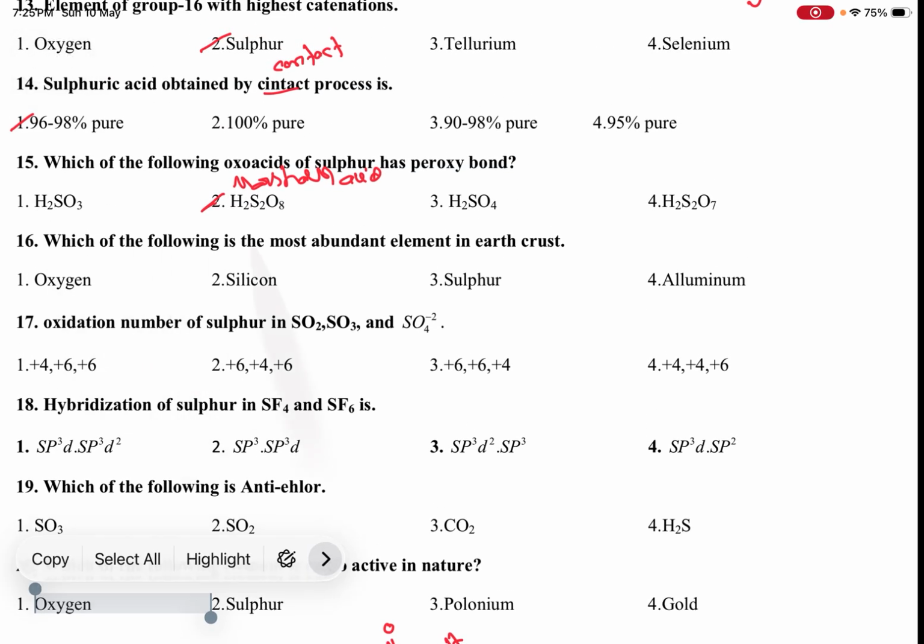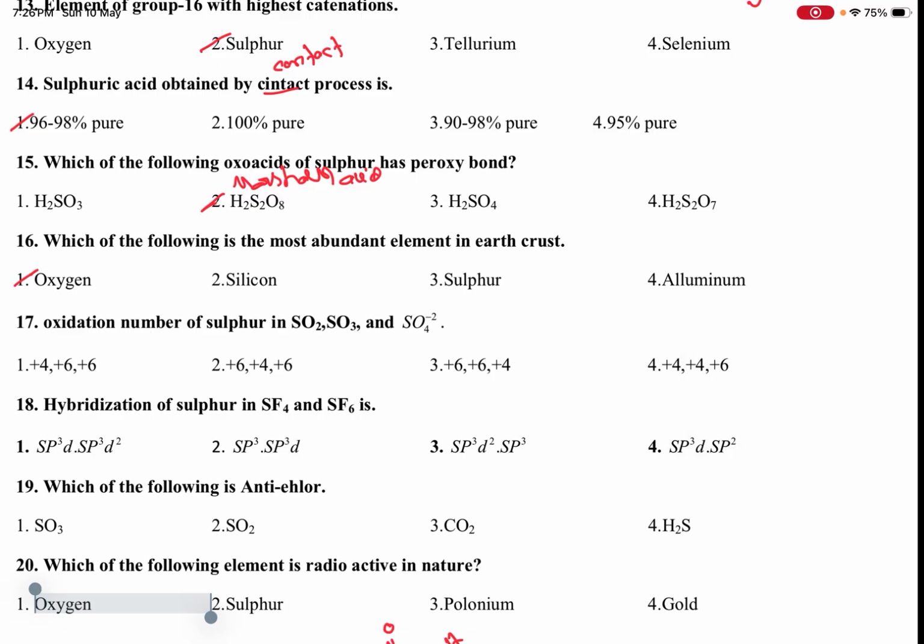Next, 16th one. Which of the following is the most abundant element in the earth's crust? 1 oxygen, 2 silicon, 3 sulfur, 4 aluminium. The most abundant element in the earth's crust is first oxygen, second silicon, third aluminium. The most abundant metal in the earth's crust is aluminium.